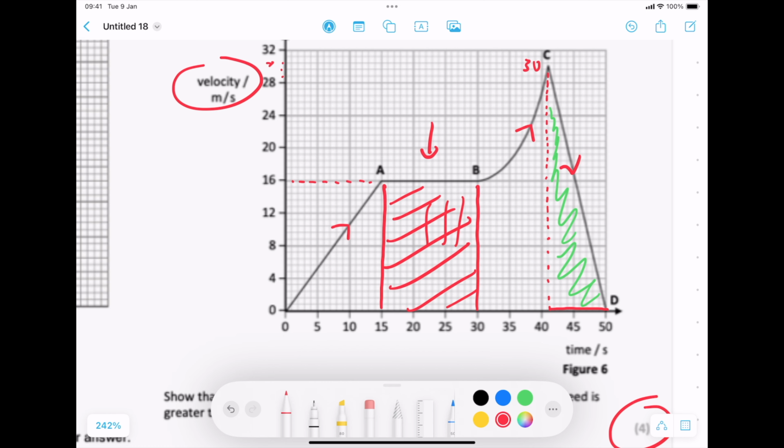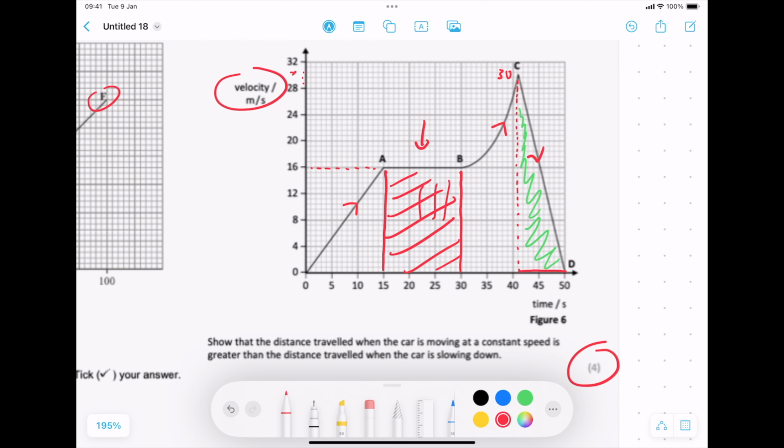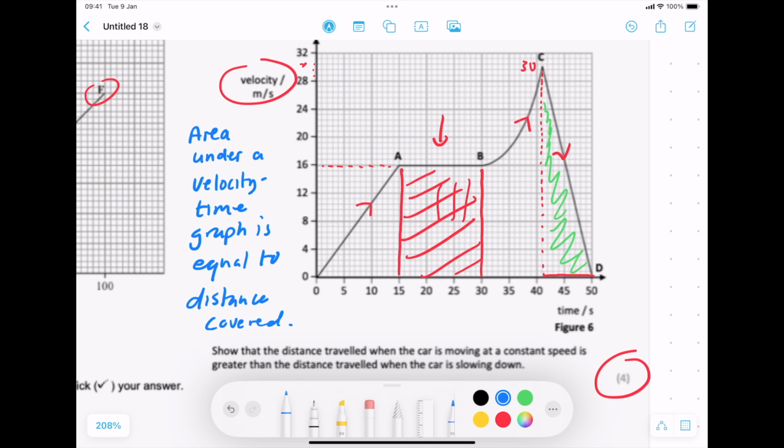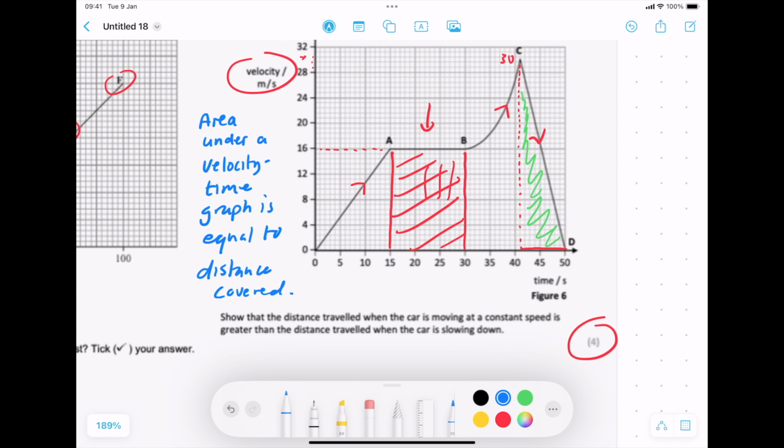Right, before I get into how to prove this, I need to make a statement. So I'm going to write this in blue. Right, so you'll need to take this down for your notes. The area underneath a velocity time graph is equal to the distance covered by that particular object. So what I've got to prove is that the distance under AB is greater than the distance CD. So the area of this rectangle must be greater than the area of the green triangle.